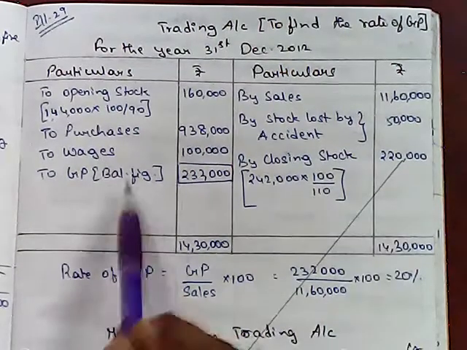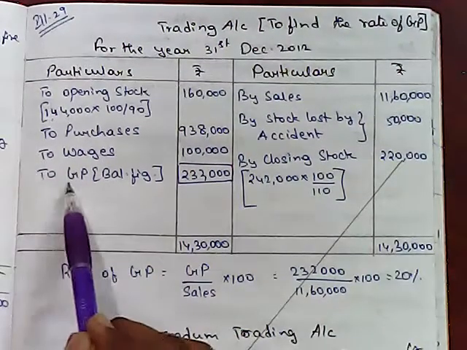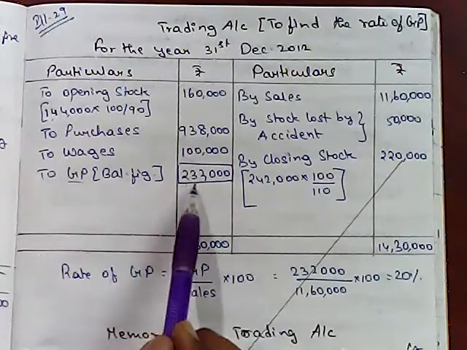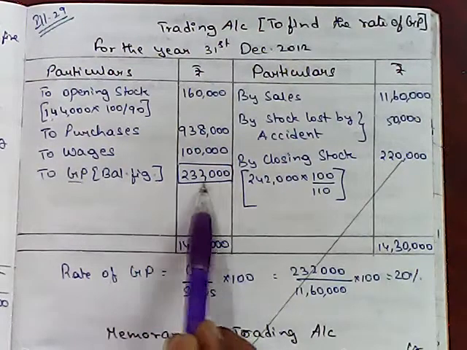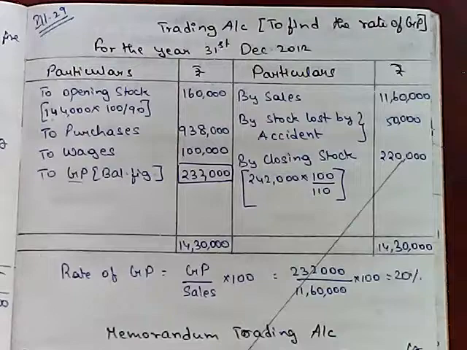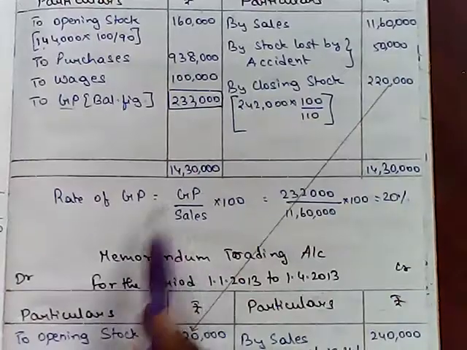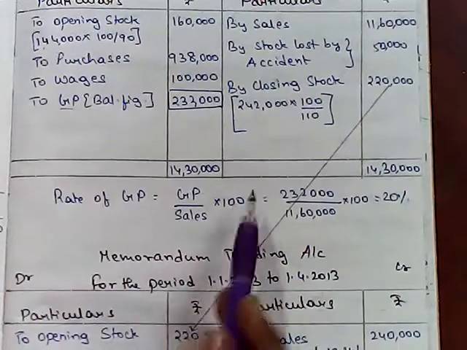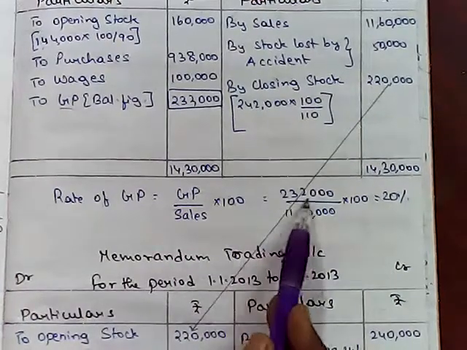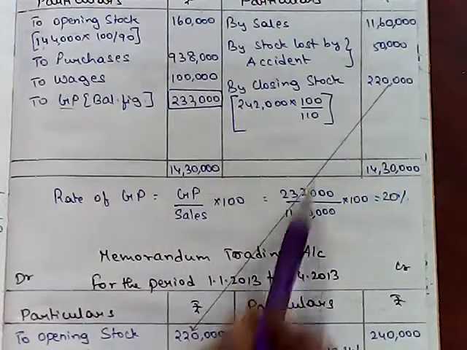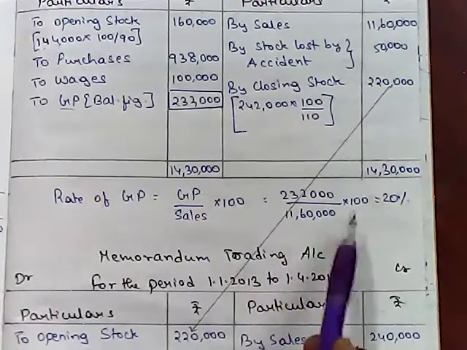Therefore, the balancing figure will be on the debit side, which is called gross profit. The gross profit amount is nothing but 2,32,000. So the rate of gross profit will be gross profit divided by sales into 100. So 2,32,000 divided by 11,60,000, which is your sales, into 100, which is 20%.